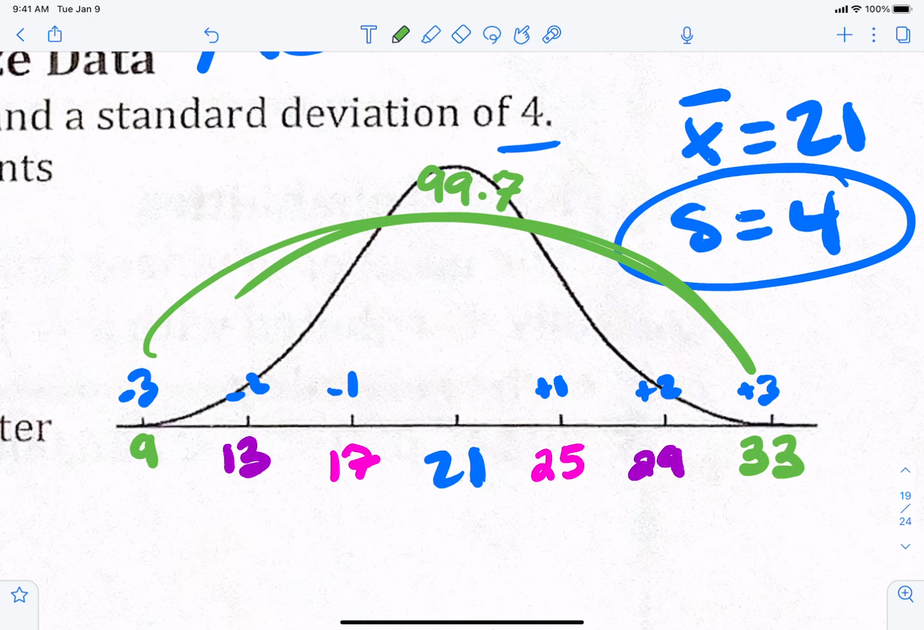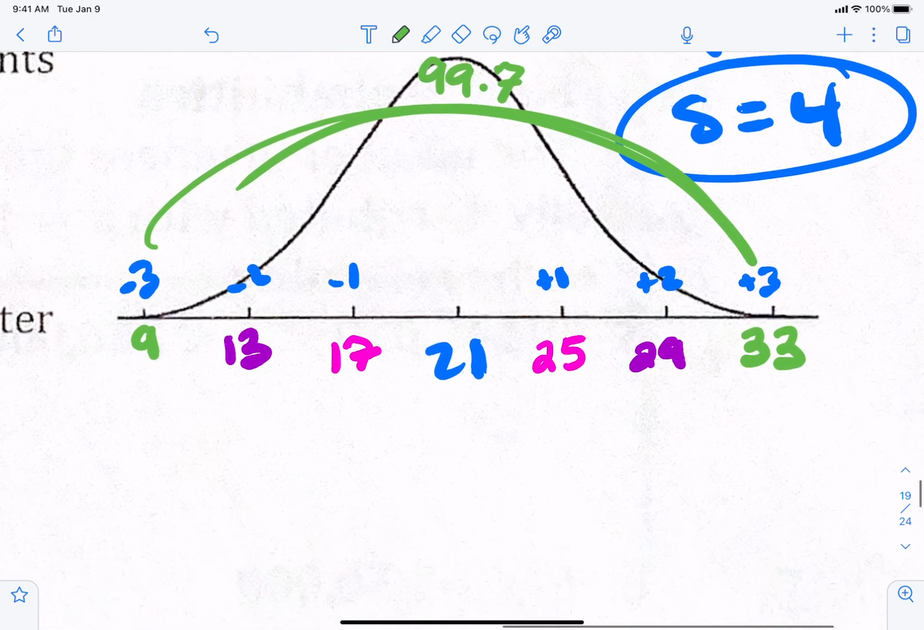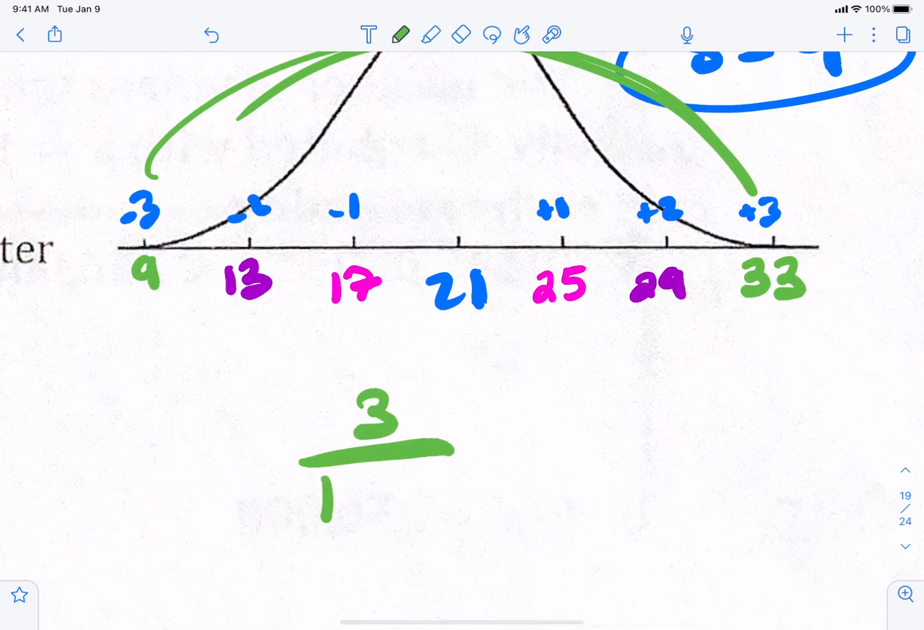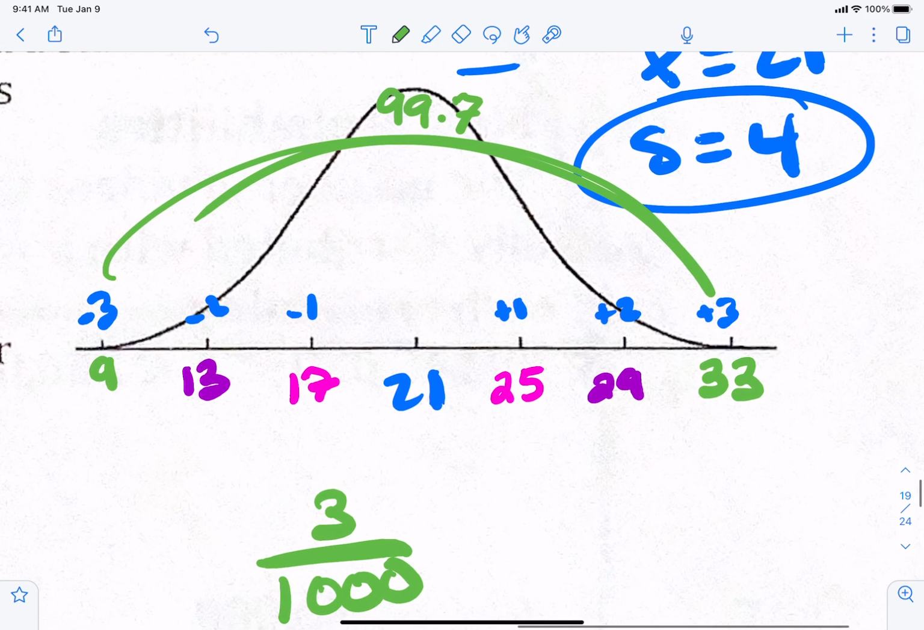So 99.7%. If this data is true, listen to this. If this data is true, 99.7% means that 3 out of every 1,000 people are scoring above a 33 or below a 9. Does that make sense? 99.7% means 3 out of every 1,000 people are either above or below.